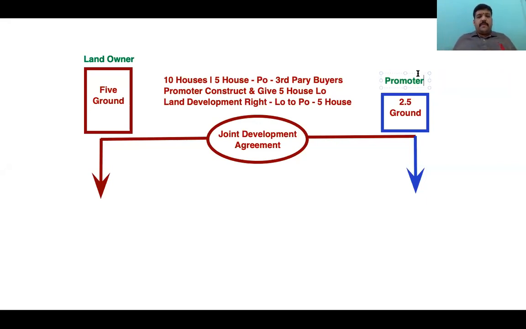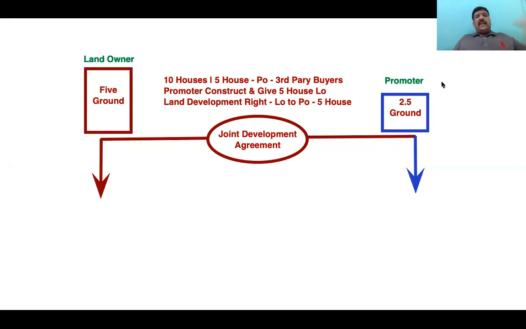Both of them come and sit together and discuss. Landowner says, I have a land which I am ready to give. The promoter values that land. After valuing your land, I believe 10 houses can be constructed. So you allot some land development right to me. I will in turn construct 10 flats on the entire 5 ground. I will give you back 5 houses.